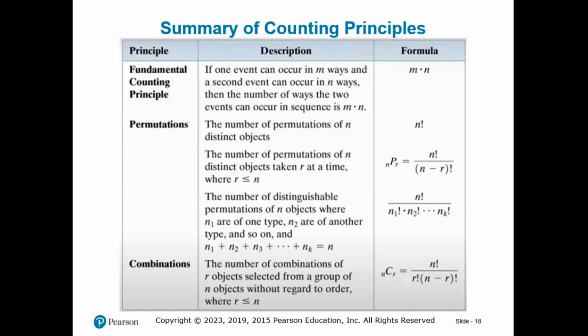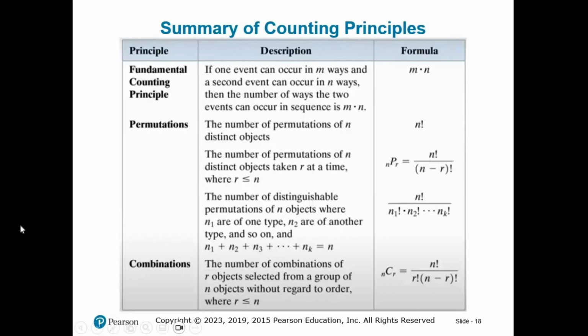Next, we had permutations. The number of permutations of n distinct objects was simply the factorial of the number of objects. Remember, that's if you have the same number of objects as the number of spots to fill. Okay, the number of permutations of n distinct objects taken r at a time, remember, where order is important and there are more objects than spots, was n permute r, or this formula, n factorial over n minus r factorial.